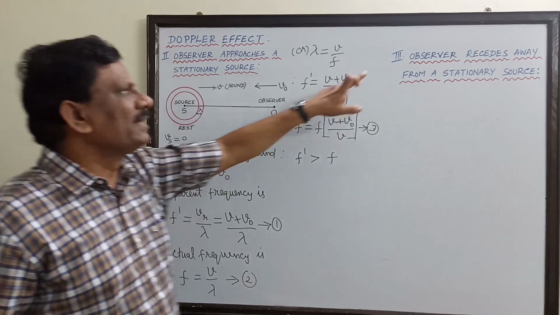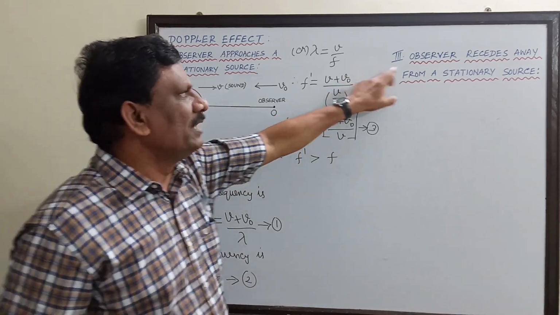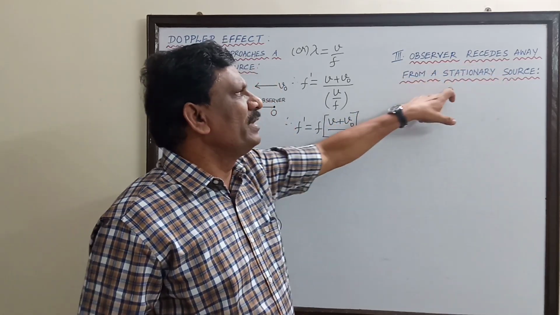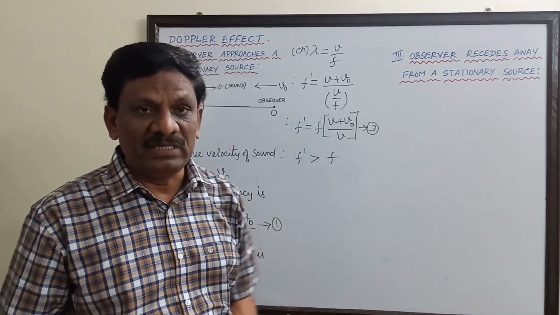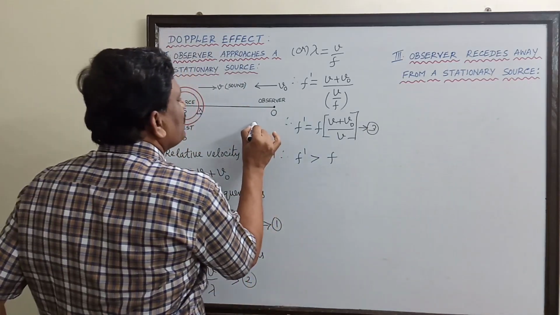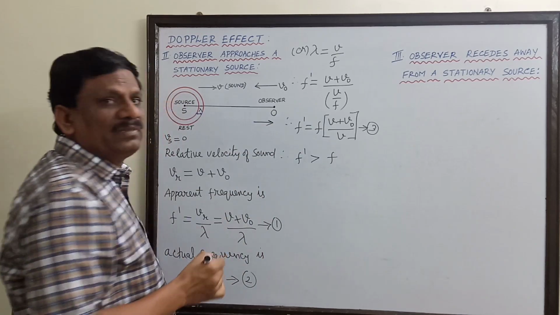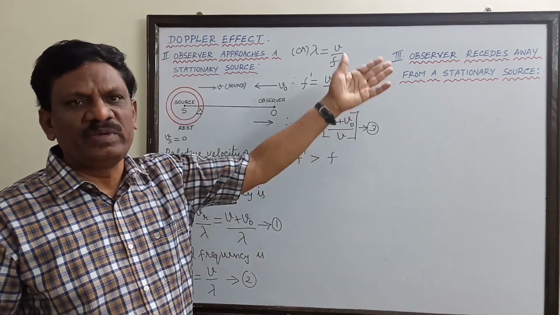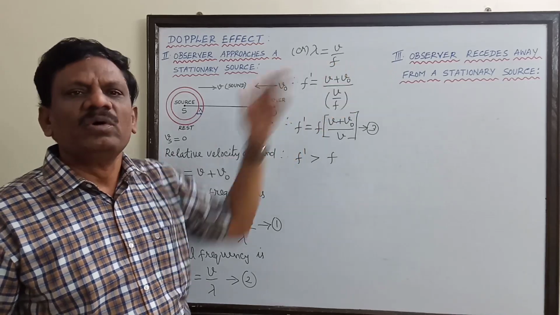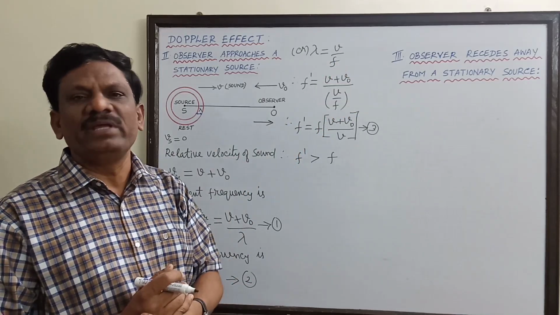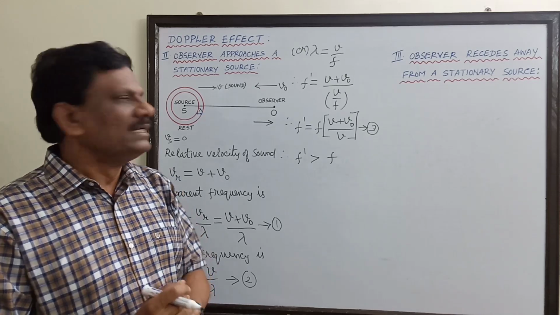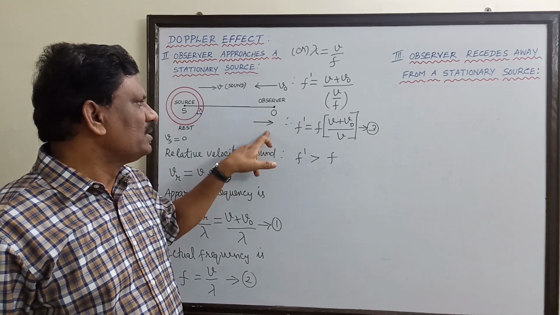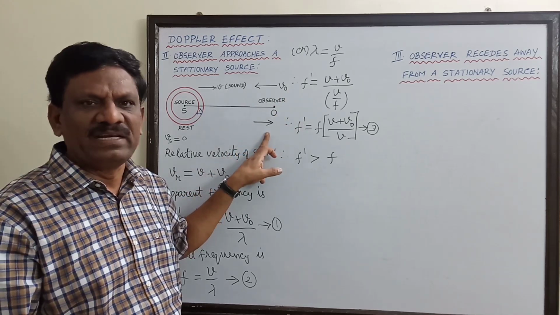Now we are going to consider case 3, where the observer recedes away from a stationary source. Receding means this observer is moving away from the source. He is moving away from the source means the observer is moving along the positive x direction. Understand? So in this case, naturally there should be a decrease in the frequency. So here only one change, that is the velocity of the observer is in the opposite direction. So it is taken as minus VO.